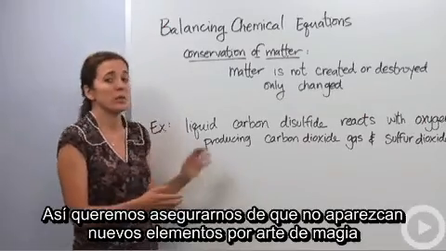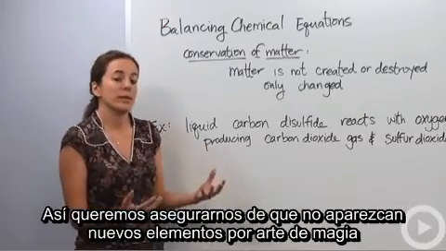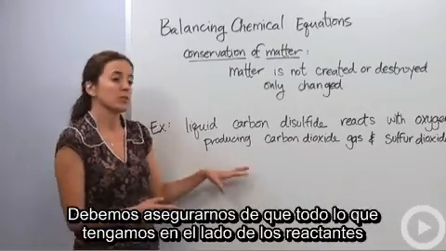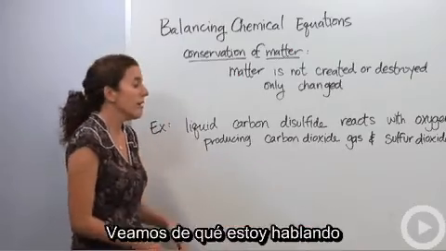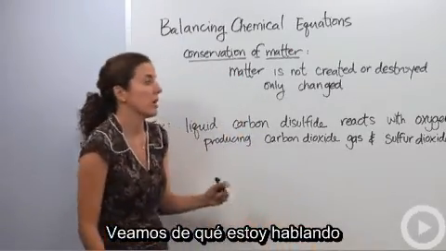Okay, so we want to make sure that we don't magically make up new elements as we're dealing with chemical equations. We want to make sure whatever we have on the reactant side is exactly the number of particles we have on the product side. And so let's put into action what I'm talking about.